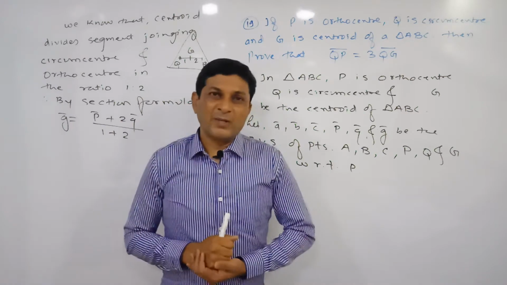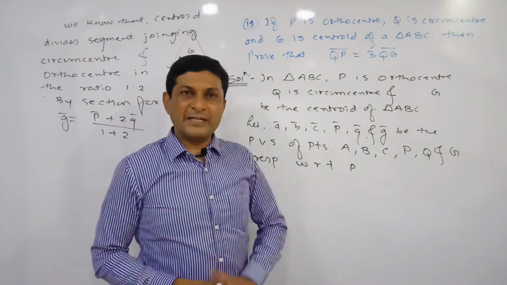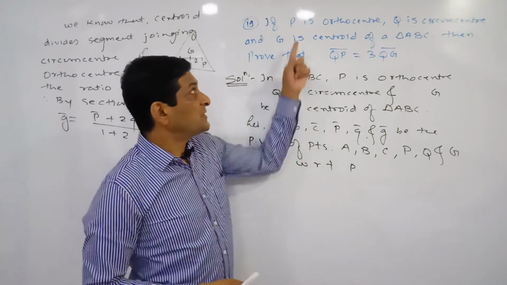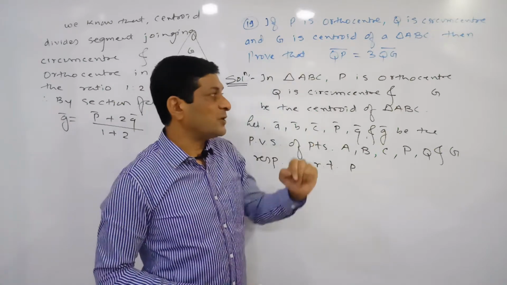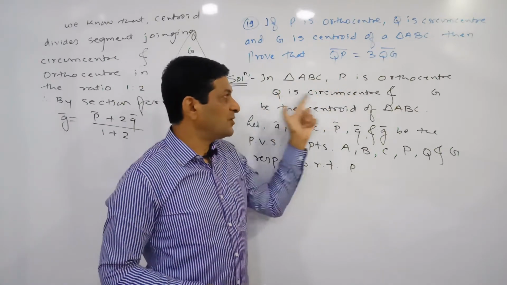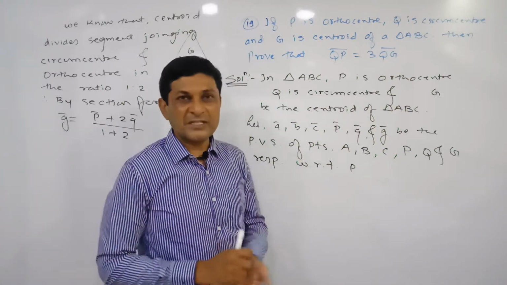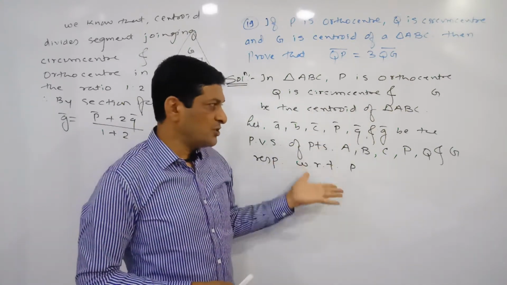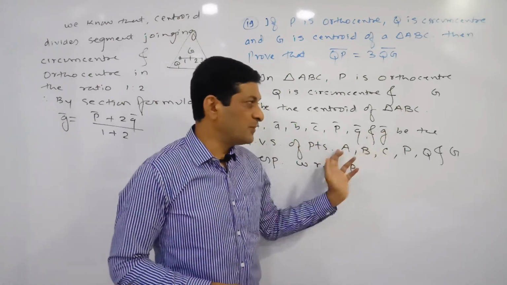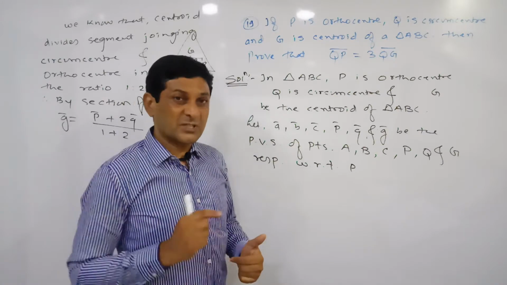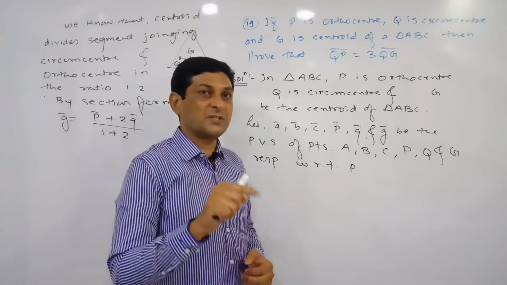Now let us try to solve example number 19. The method to solve examples 18 and 19 is exactly the same. So in this case also P is the orthocenter, Q is the circumcenter, and G is the centroid of this triangle ABC. So let us define the position vectors of all these points. Let A bar, B bar, C bar, P bar, Q bar, G bar be the position vectors of all these points with respect to... Now that is the very important part. We have to define the position vector with respect to which point.